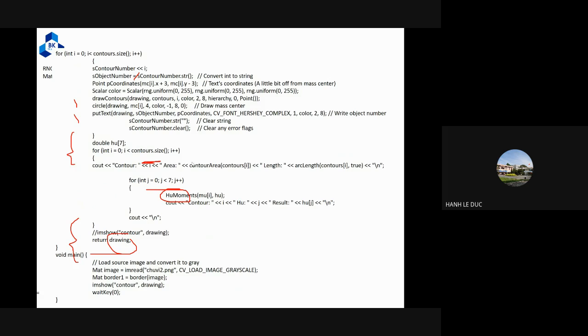And this is the code for you to display and draw the contours. So just follow the code and then you can draw it. You can draw the contour and display the text on the contour.